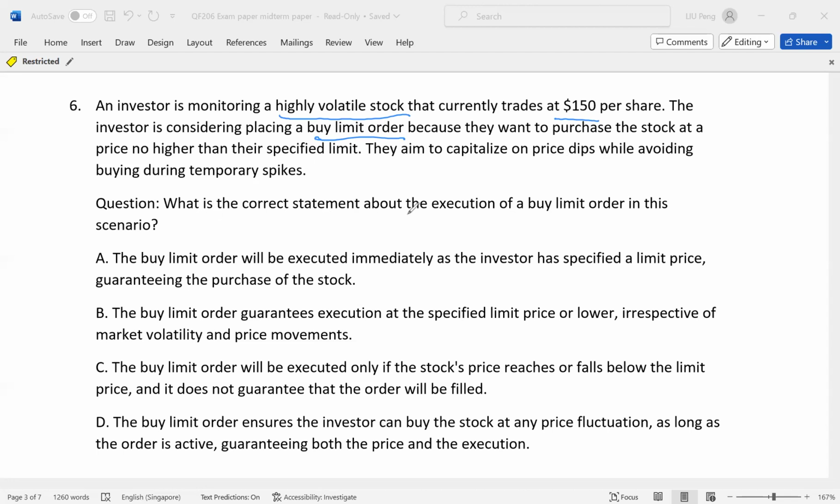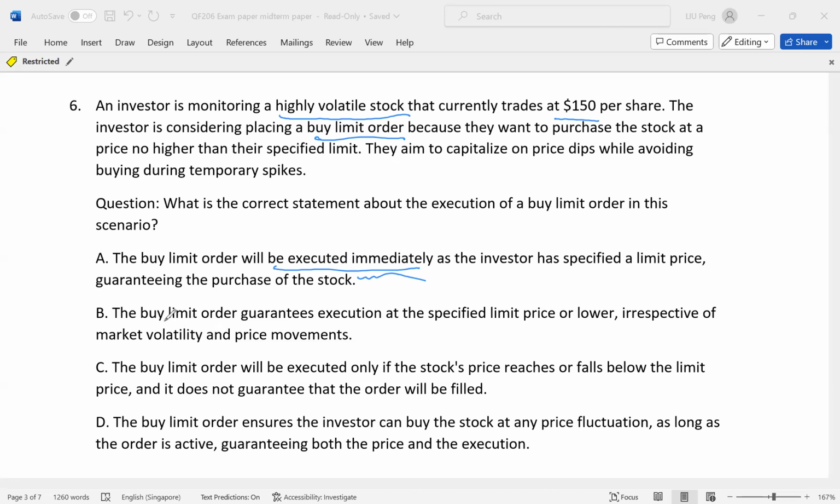So the question is, what is the correct statement about execution of buy limit order? And this is just again asking the definition of the buy limit order. So let's look at the first one. The buy limit order will be executed immediately, which itself seems to be wrong, right? That's actually the feature for market order. The moment you encounter "immediately," that's the keyword you want to be careful about. And we're dealing with the limit order, so that itself makes this statement wrong. So it's not going to be executed immediately.